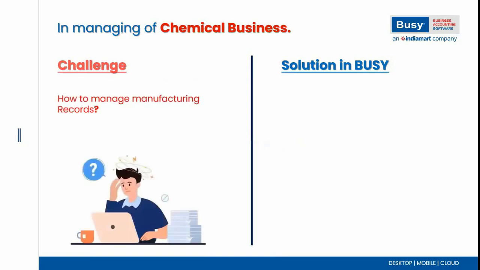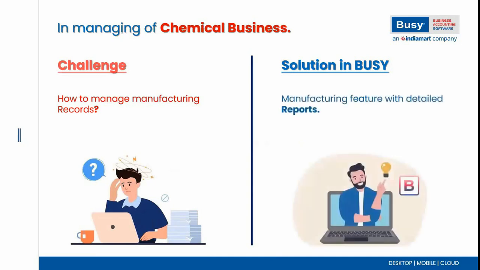How to manage manufacturing records? If you're thinking about how to manage the manufacturing records in your business, in Busy you will have a feature called the manufacturing feature, with detailed reports. In this report, you can get the entire information about the raw materials, finished products, etc. How much raw material was used by this production, and how much raw material you have used. Everything you can get in this report. You will get detailed information here.